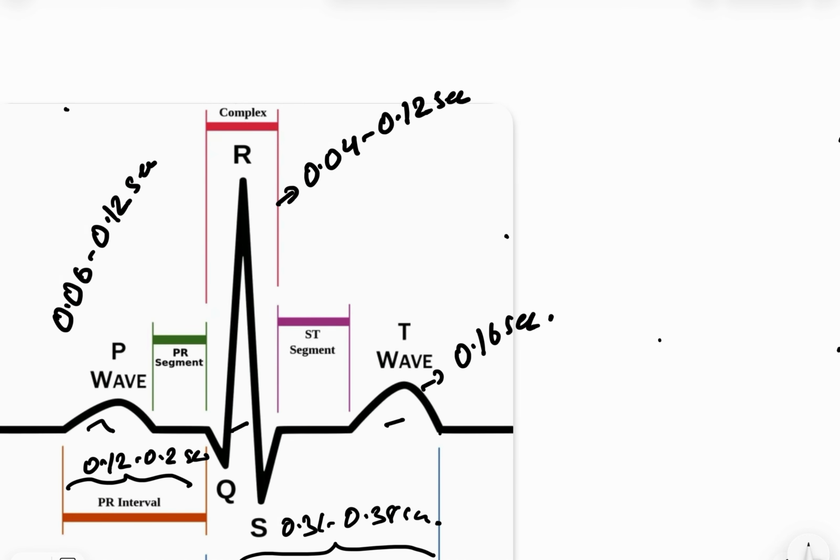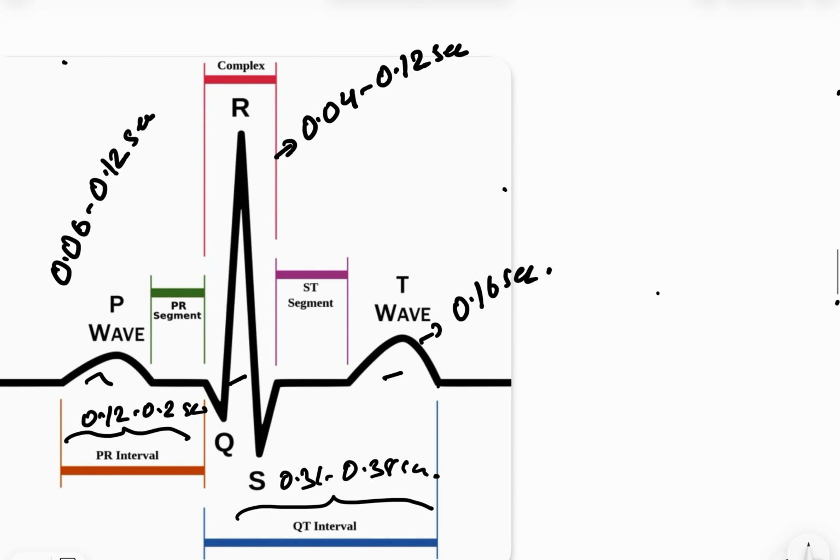So we studied about the time taken for an impulse to travel from atria to ventricle. That is the time taken for an impulse to travel through the heart muscles. It is different in different parts of the ECG. So we studied about that. And then we studied about what all these things are.